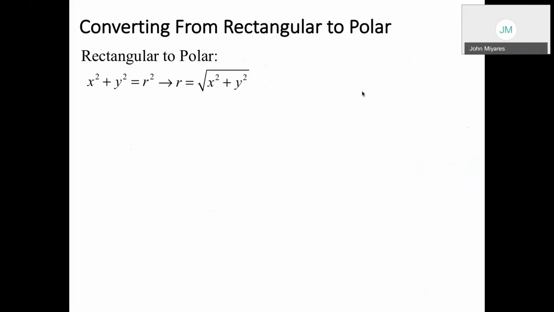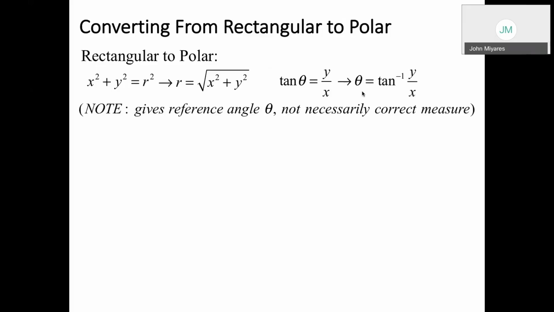To evaluate theta, that's going to be a little more challenging. What we know is that the tangent of theta is going to be y over x, since y represents the opposite side of our reference triangle, and x represents the adjacent side. In order to solve for theta, your first instinct might be to simply take the inverse tangent of y over x, and that will give you one possible answer. However, what it will give you is a reference angle, not necessarily the correct angle measure that you're looking for.